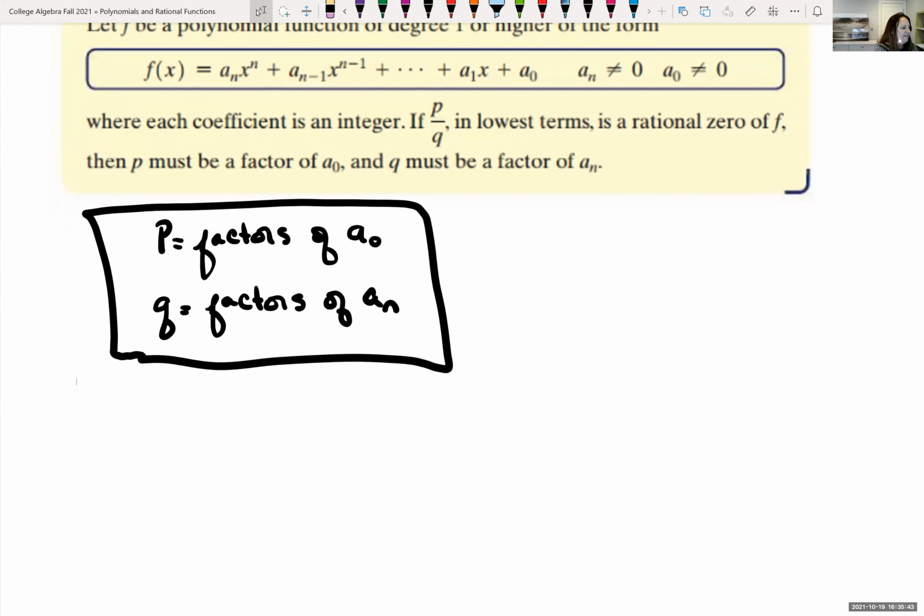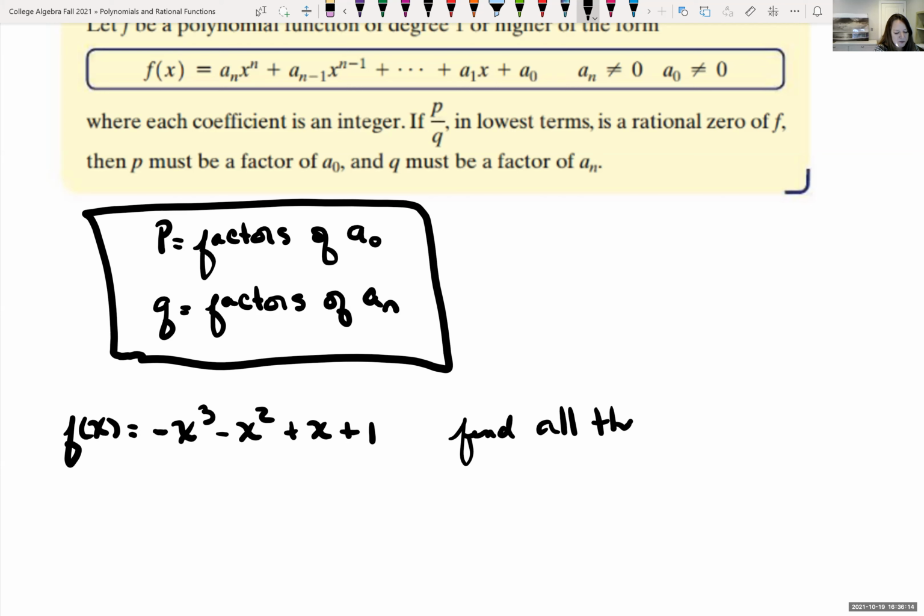So let's start with the following example. Let's say f of x is equal to, let's start easier, negative x cubed minus x squared plus x plus 1. And this wants us to find all the possible rational zeros. It doesn't tell us what they are, but these will be the possible ones.